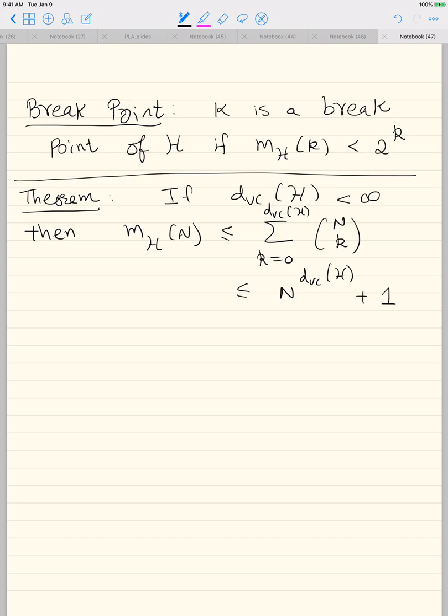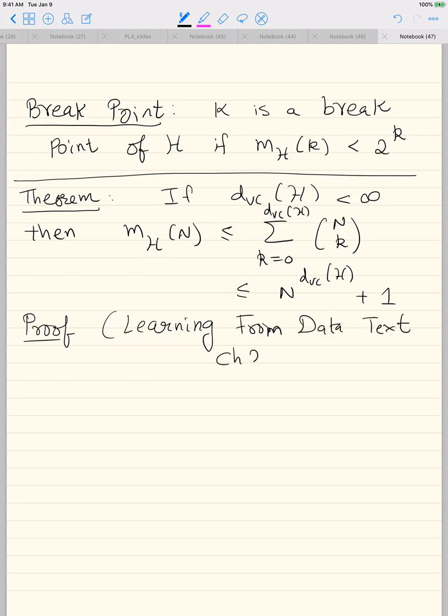So start with this. Again, you can read the proof in the Learning from Data textbook. I will do the proof here, but as an additional reference, you can see chapter 2 of this text for the full proof.